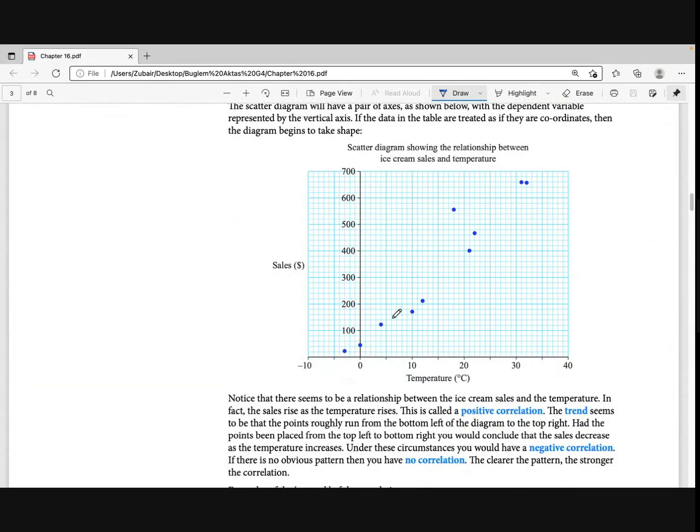So this is the scatter diagram. And with a glance, we can say that yes, it is a positive correlation. And see, the trend seems to be increasing, increasing temperature shows increasing sales. Now, had the points been placed from top left to bottom right, obviously, if these points were in this way, we would call it a negative correlation.